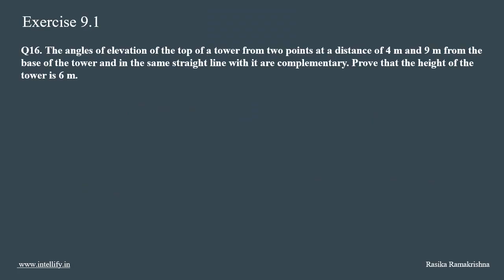Exercise 9.1, question number 16. The angles of elevation of the top of a tower from 2 points at a distance of 4 meters and 9 meters from the base of the tower and in the same straight line with it are complementary. Prove that the height of the tower is 6 meters.